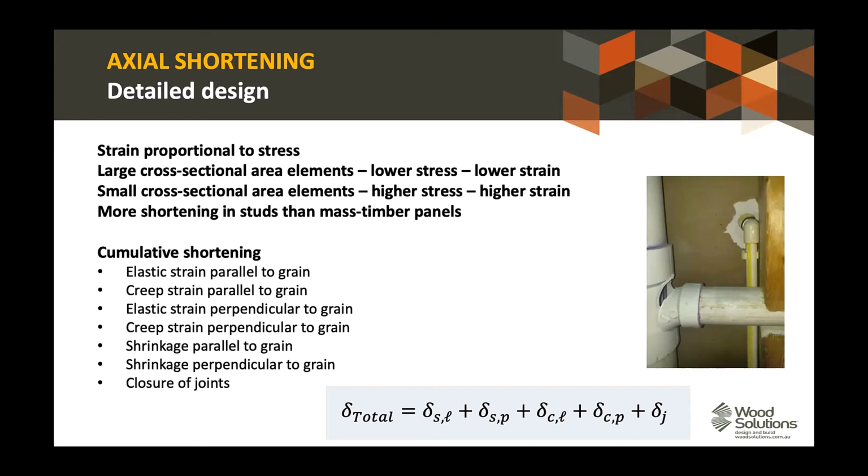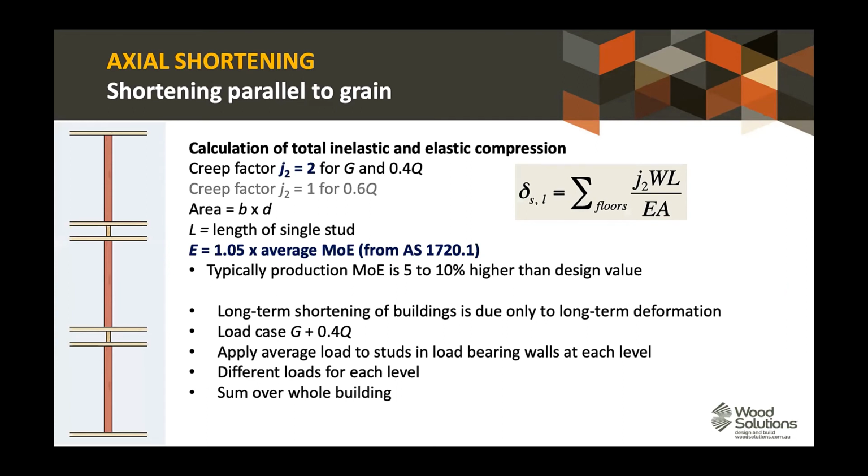So our cumulative shortening, adding up through the height of the building, is a sum of the elastic strains and the creep strains and the shrinkage of all the elements parallel to grain and perpendicular to grain, plus the closure of the joints. This is expanded on in a lot of detail in the guide because it's a really critical thing to get right. And by understanding it now, when you're making those early decisions, you can then make the right decisions about what framing solution you're going for.